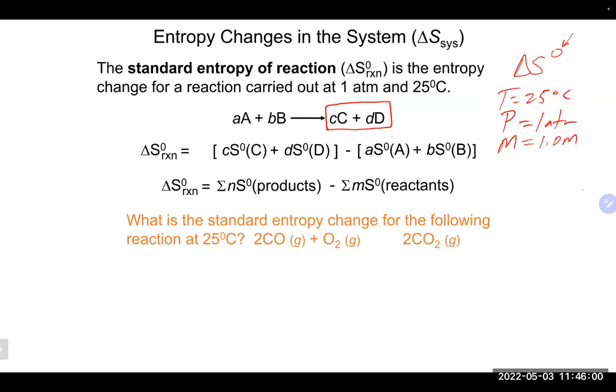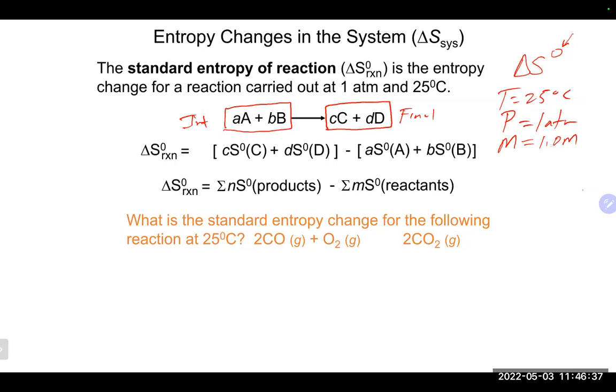So if C was a 2, we would need to take 2 times the value of C that we would find in the table and so forth. We would then subtract from that all of our reactants, doing the same thing: multiplying the delta S values we find in the table by the coefficients. Again, this is our state function. Products are the final state, and the initial state is our reactants. So where we start and where we end are the most important things here.